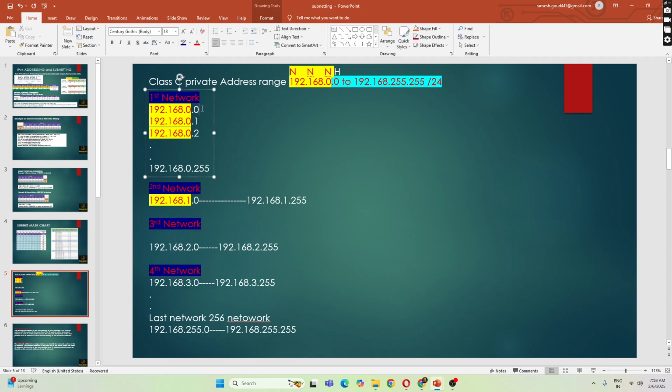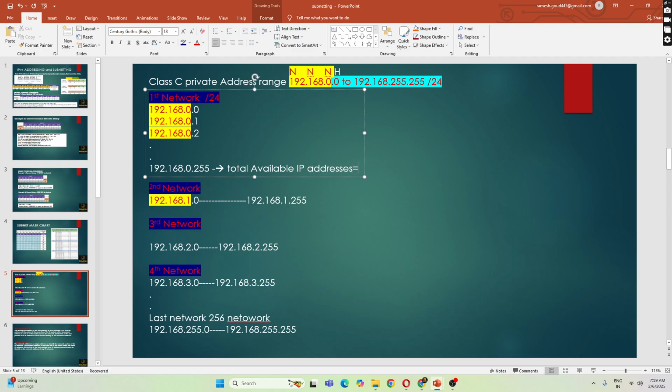How many network bits do we have here? It's slash 24. There are 24 network bits. That's why we call it a slash 24. Now, how many available IP addresses are here in each and every network? Let's consider the first network. Total available IP addresses.